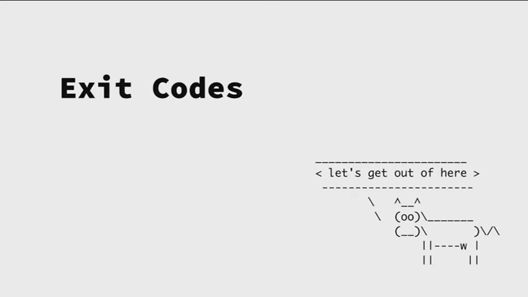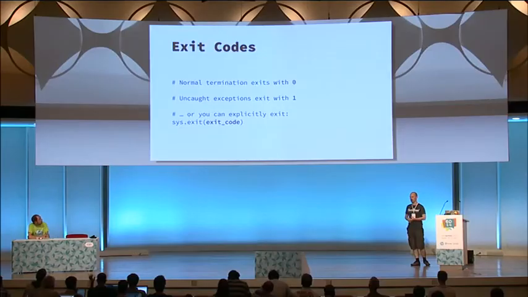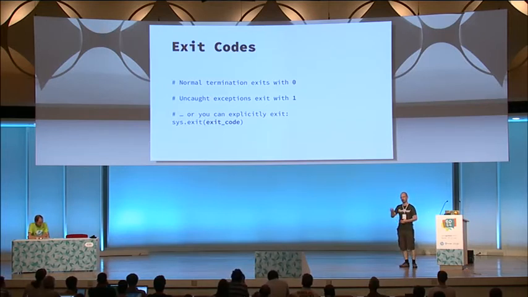Exit codes, there's not a huge amount to exit codes. By default, Python does some sensible stuff for you. If your program just exits because it got to the end of the main function or the end of the script that it was running, it exits with 0. And if it doesn't, if you've got an uncaught exception, it will exit with 1. But it's not a great amount of information.